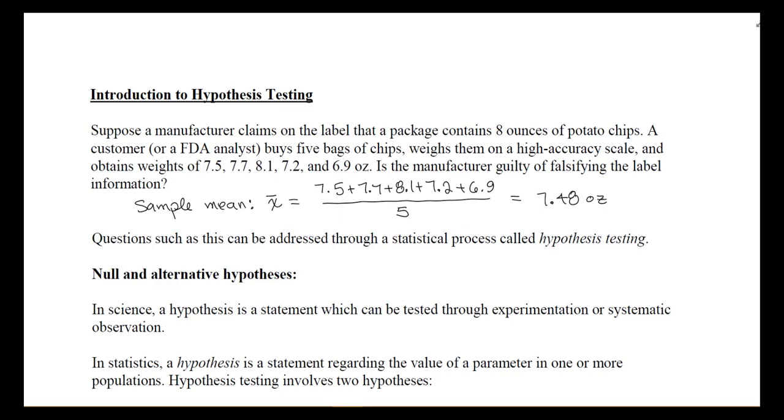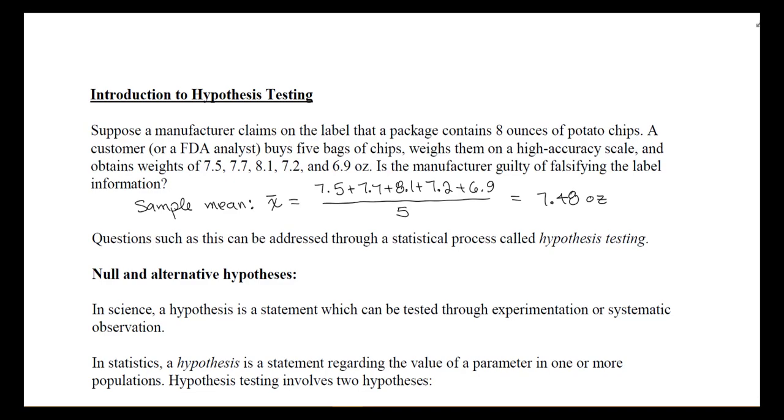So it is a little bit underneath the 8 ounces that's claimed on the package. Now if we would have grabbed 5 bags and their average would have turned out to be maybe 4 ounces instead of 8 ounces, I think we'd probably all agree that something is wrong. But 7.48, is that close enough for us to think there's a problem? And so questions like that are why we would do a hypothesis test.